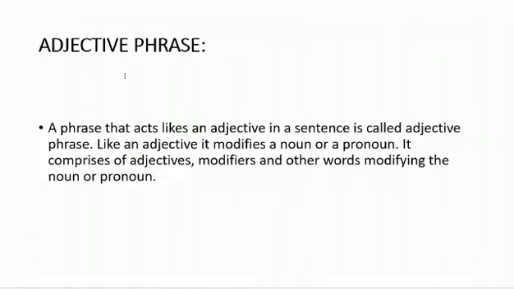Now look at adjective phrase. A phrase that acts like an adjective in a sentence is called an adjective phrase. Like an adjective, it modifies a noun or a pronoun. It comprises adjectives, modifiers, and other words modifying the noun or pronoun. Well, dear students, as you know, an adjective modifies a noun or pronoun, or it describes the qualities of a noun or pronoun. So, same is the case with adjective phrase. An adjective phrase is a group of words which describes a noun or pronoun.